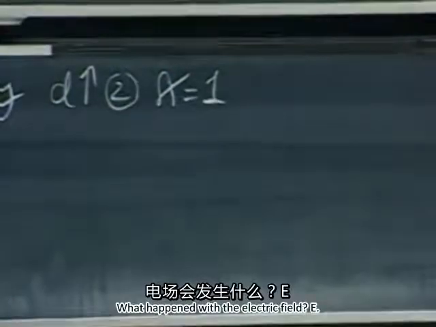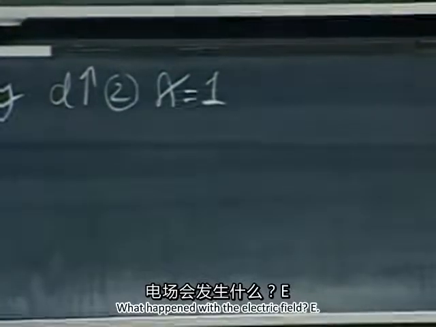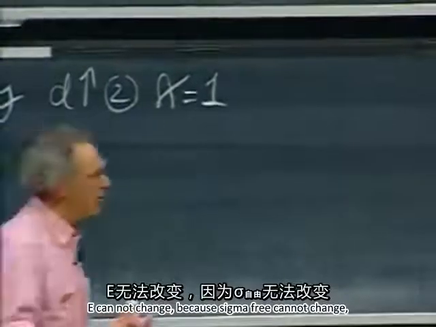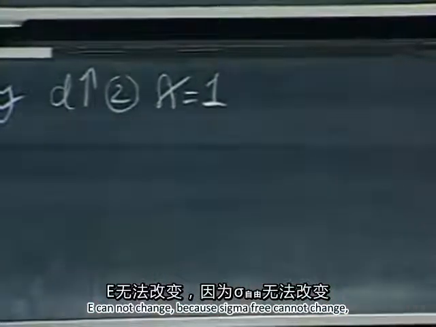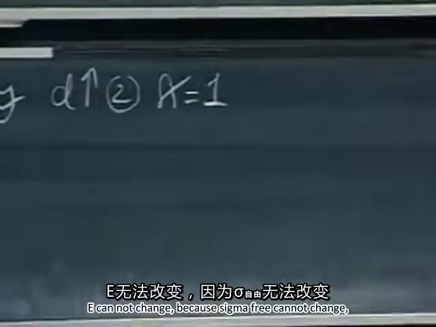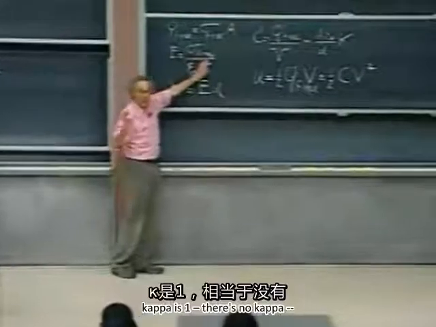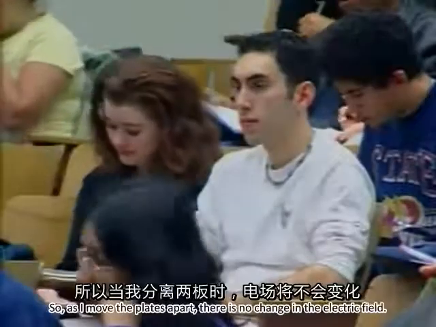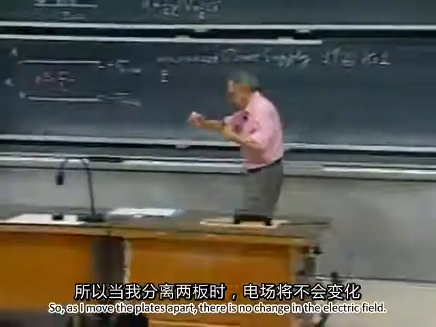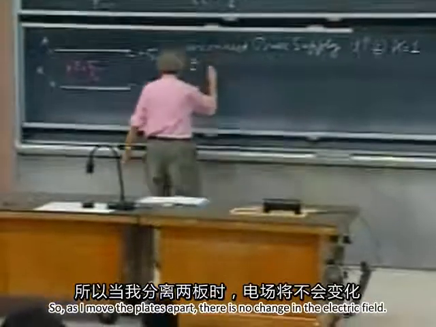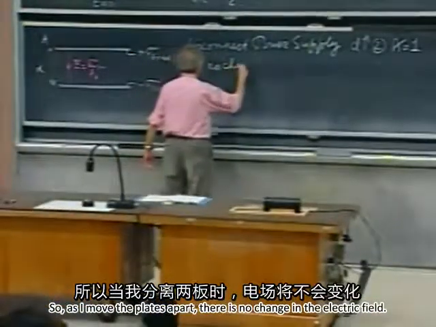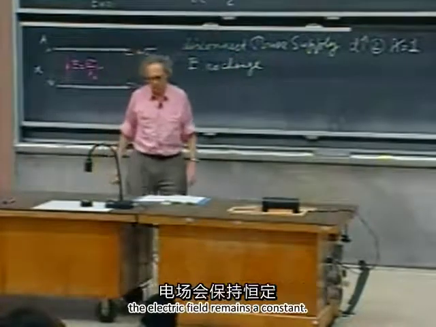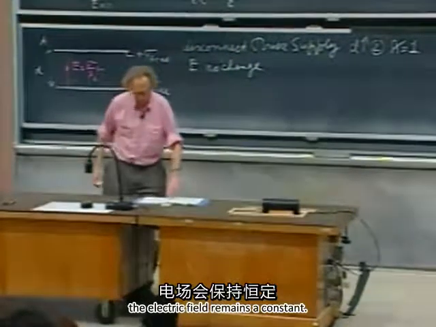What happened with the electric field? E cannot change, because sigma free cannot change. Kappa is 1, there's no kappa. And if this cannot change, this cannot change. So, as I move the plates apart, there is no change in the electric field. Non-intuitive as that may be for you, the electric field remains a constant.